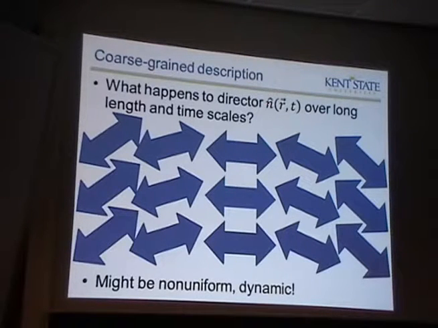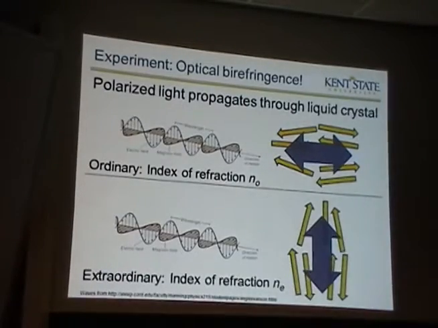All right. So now we could say this director could be non-uniform, dynamic, and we want to understand what's happening as it varies over space and time. Now, you ask, why is this important? Why should we care about what the director is over space and time? Well, the main consequence for experiments has to do with optics. We want to see what happens when light propagates through a material like this.